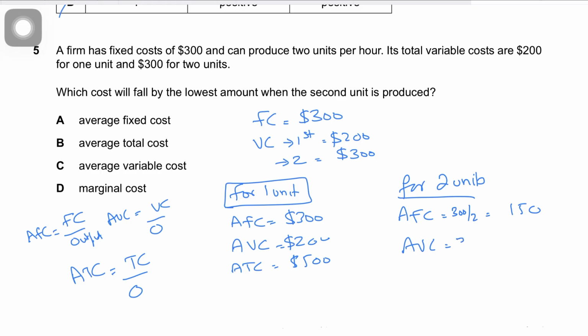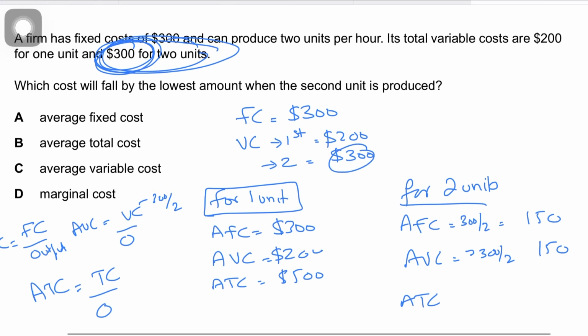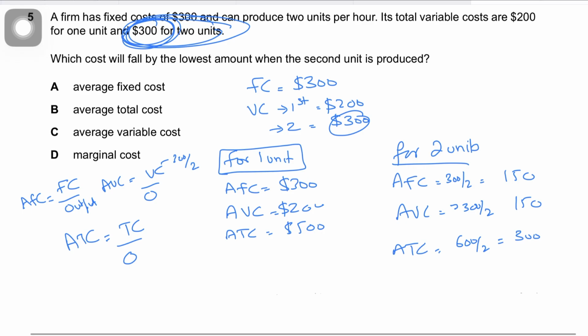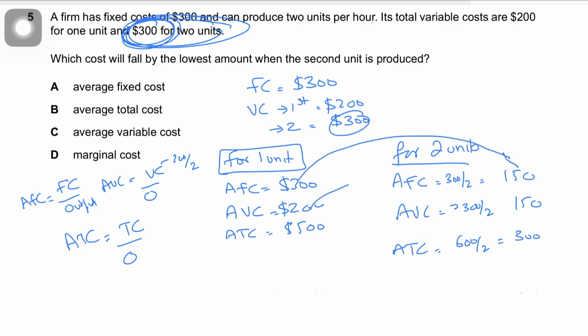AVC would be again, how much is the variable cost? 300 for 2 units. So you have 300 divided by 2, which is 150. And ATC would be fixed cost plus variable cost. For 2 units, your variable cost is 300 plus the fixed cost 300, so it's 600 upon 2 units, which is 300. So what you see is that AFC falls from 300 to 150, AVC falls, and ATC falls.